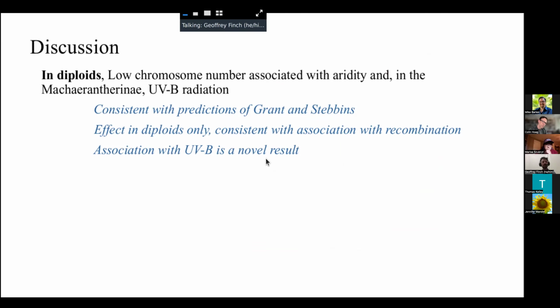So what we found was that in diploids, low chromosome number is associated with aridity, and when looking just at the Macroantherae, also significantly associated with UVB radiation. This is consistent with the predictions of that instability hypothesis from Grant and Stebbins. I didn't show it again, I just focused on the analyses of the diploids only, but this effect only results when we exclude polyploids from the analysis. So this effect is in diploids only, which is consistent with an association with recombination. And then this association with UVB radiation is a novel result.